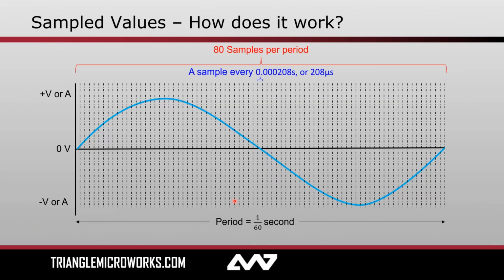So how does that actually work? Well, here I just have a quick illustration to hopefully highlight that. So in the US, we use a 60 Hertz system. So one cycle would nominally be 1/60th of a second.